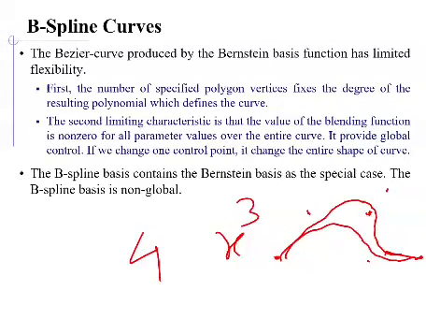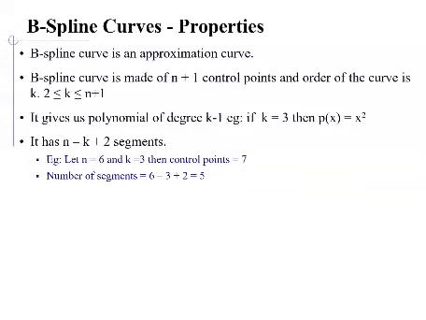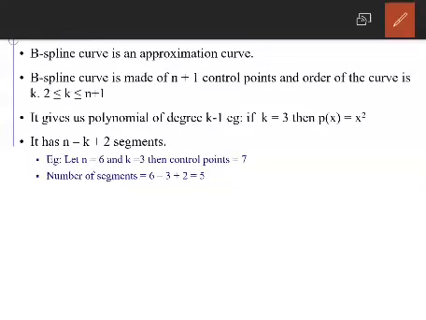The B-spline basis contains the Bernstein function as a special case. The B-spline curve basis is non-global. How is it so? We are going to see with the properties. First, the B-spline curve is an approximation curve. I have already told this for the Bezier curve, which is also an approximation curve. It means if there are 4 control points, it is not necessary that the curve passes through all control points, but it passes through the first and last control point. That is compulsory. The B-spline curve is also an approximation curve.